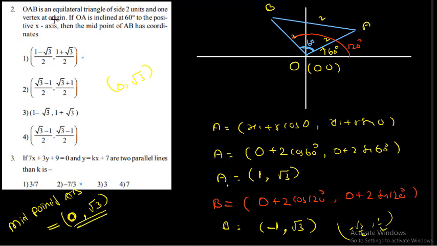If your diagram is like this, obviously 0 comma root 3 is the answer, because here 60 degrees, here also 60 degrees. That's why AB should be parallel to the x-axis. What is the meaning of that? The y coordinates of A and B are the same. What did I get? Root 3 and root 3. That's why the midpoint of AB equals 0 comma root 3.